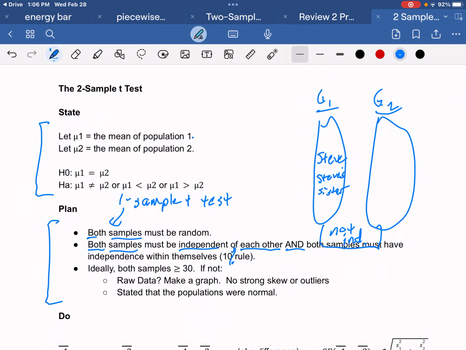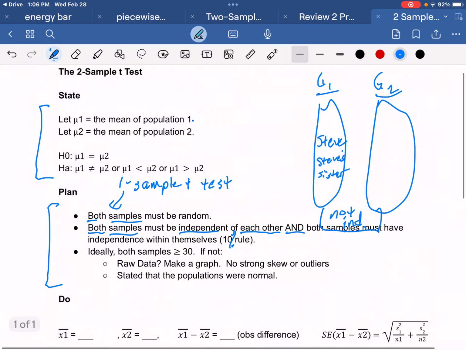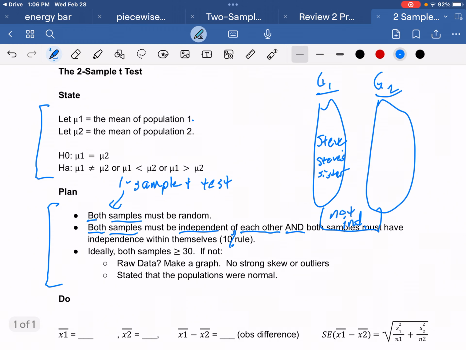So when you're checking for independence, you have two things. The two groups themselves must be independent of each other, and the people in each group must be independent of each other. And you can usually do that part with the 10% rule. And then, of course, the third condition is, ideally, both sample sizes are greater than or equal to 30. That's great. But if not, if you have raw data, graph it and show me that there's no strong skew or outliers. Or if the problem just states that both populations were normal or symmetric, then you're typically okay.